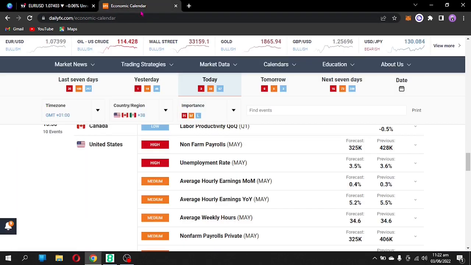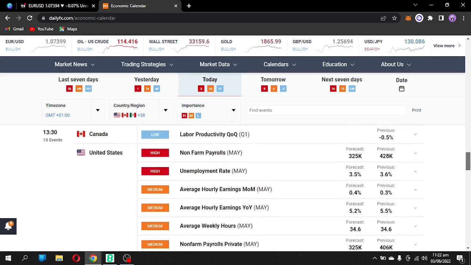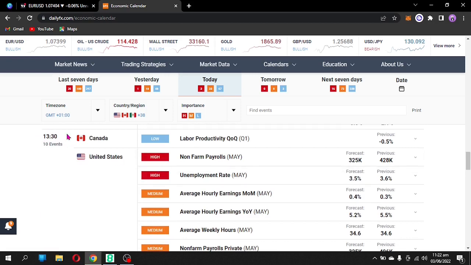We have NFP coming up. Today is the non-farm payroll, and because it is released every first Friday of the month, it will be released exactly at 1:30 p.m. Nigerian time, and these are the numbers that are expected to be released: 325k. The unemployment rate is 3.5%. Average hourly earning 0.4. This has increased. Unemployment rate has decreased, but we have more jobs to be added.